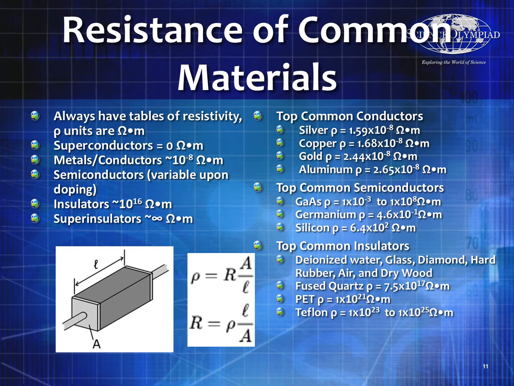Those are like 10 to the 8th, 10 to the minus 1, 10 to the 2 when you're looking at the resistivities. So you're talking about anywhere from 7 to 16 orders of magnitude more. But then when you get to the insulators, now you're talking 10 to the 17th, 10 to the 21st, 10 to the 23rd, 10 to the 25th. So now you're talking about just a ridiculous amount of resistance.